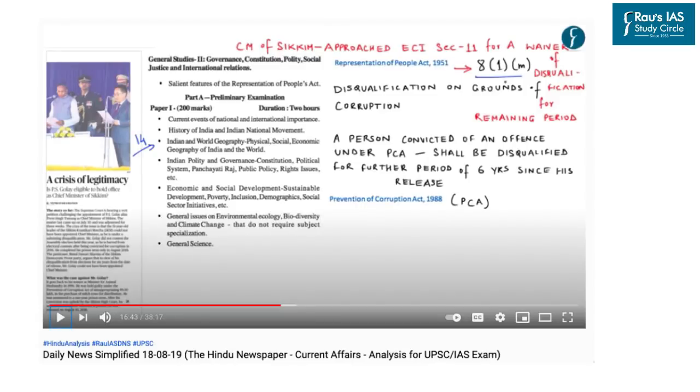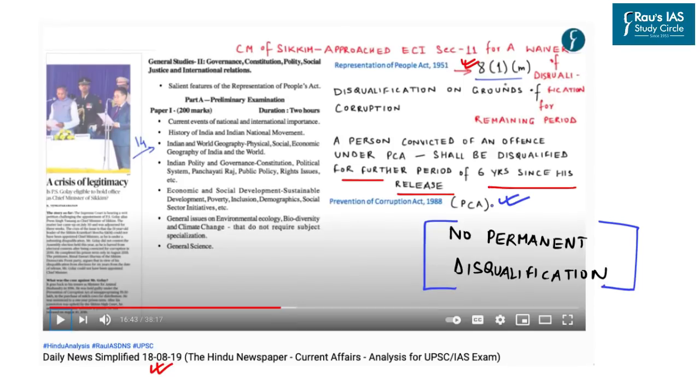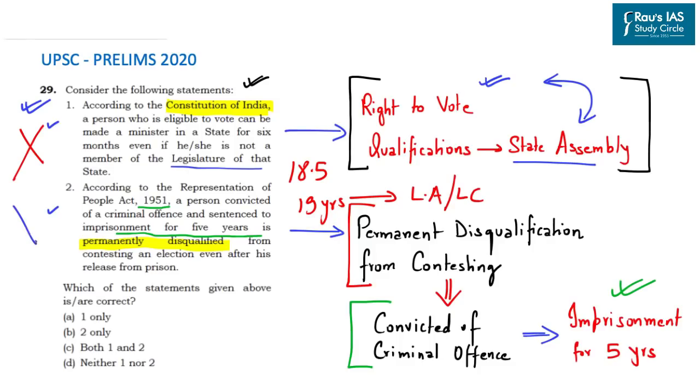Now, if we go through the DNS of 18th August 2019, we see that this provision was discussed under the Representation of People Act, under Section 8(1)(m), which said that a person convicted of an offence under the Prevention of Corruption Act shall be disqualified for a further period of 6 years since his release. So there is no permanent disqualification; rather, the disqualification is for 6 years since the release of the person. So for 6 years since the release, he or she cannot contest elections. So again, the second statement also becomes incorrect.